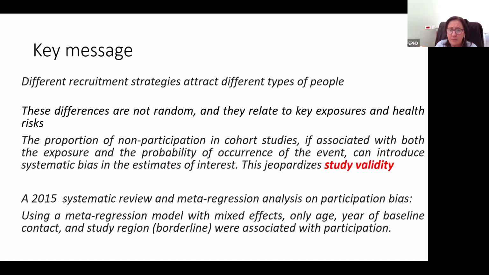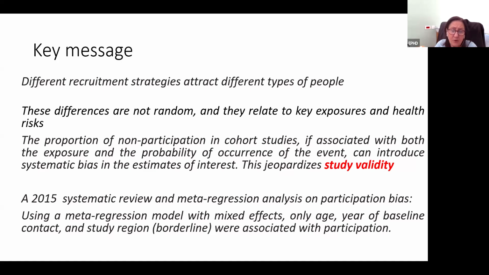So therefore, it is important to think about the non-participation and whether it can introduce any bias, because this could jeopardize your internal validity. Now, voluntary recruitment is always associated with selection bias, because you volunteer in a study because you have a particular interest, maybe because you have the exposure or because you don't have the exposure.